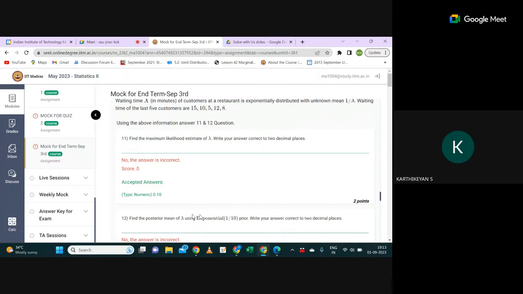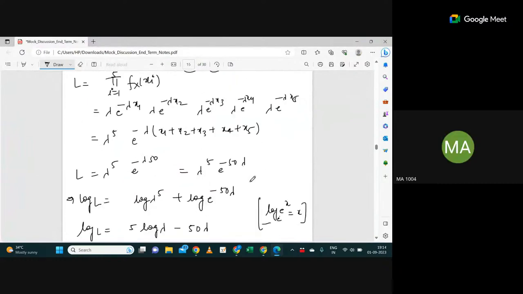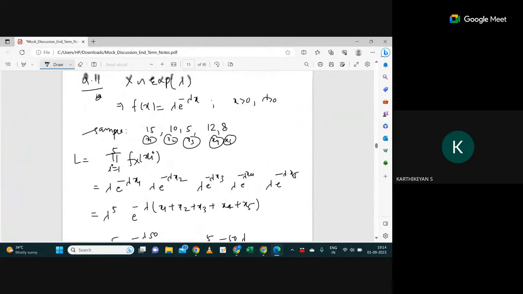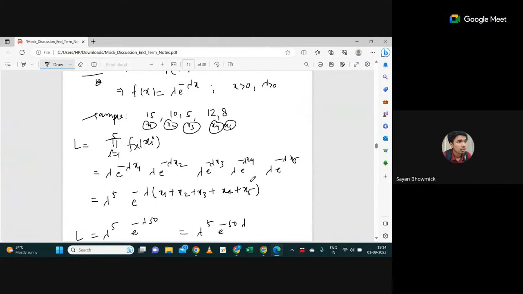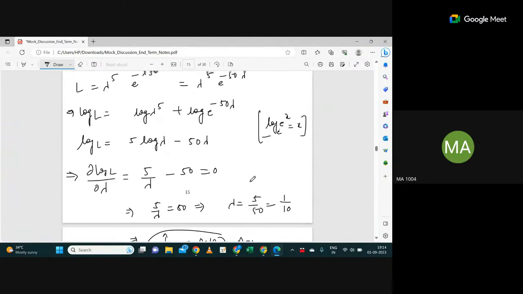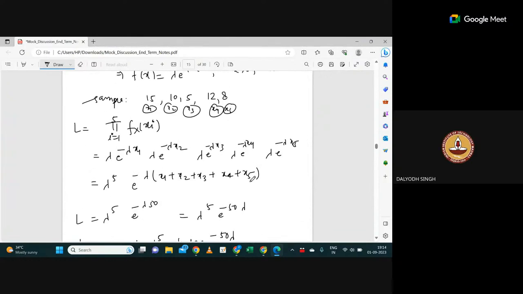Maximum likelihood estimate for each distribution will be given as a note? No, this whole procedure you have to do, because there is a formula like n divided by summation of xi. No, that's in general. You have to compute it. You have to find the likelihood.